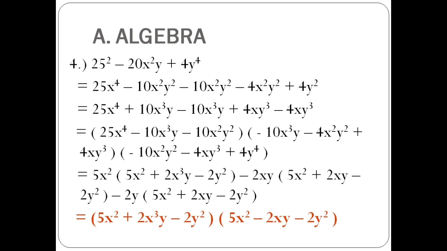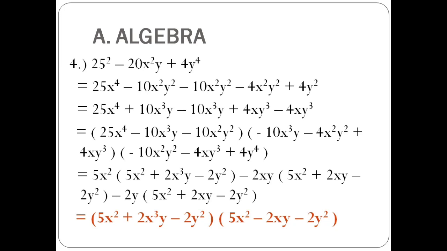So first you need to group them into trinomials. It will become 10x cubed minus 10x cubed y plus 4x cubed minus 4x cubed. Next, we're going to factor them all once you get the answer at the center.